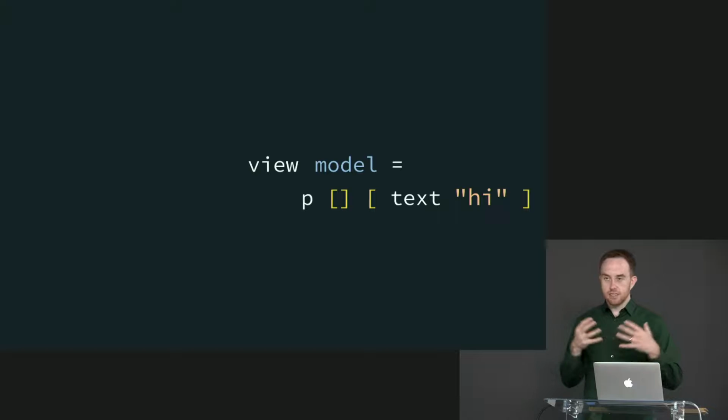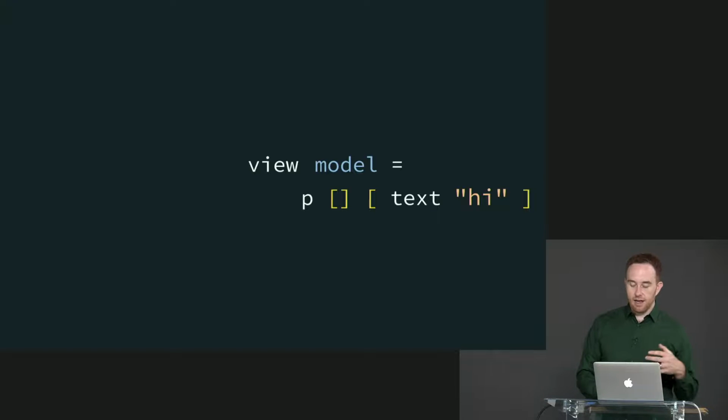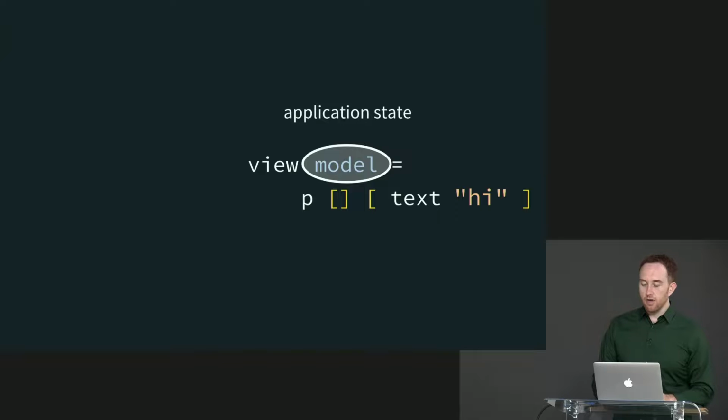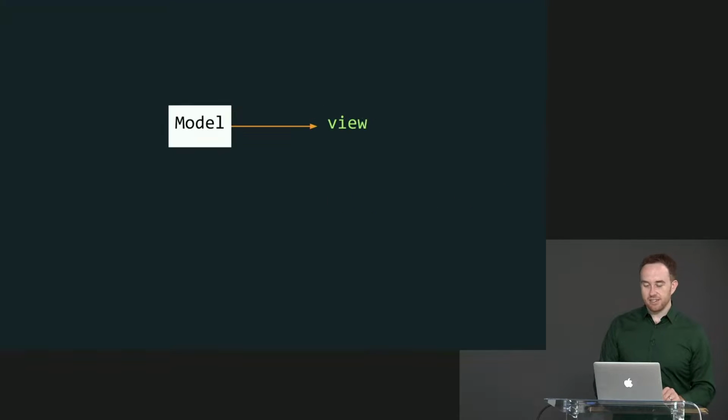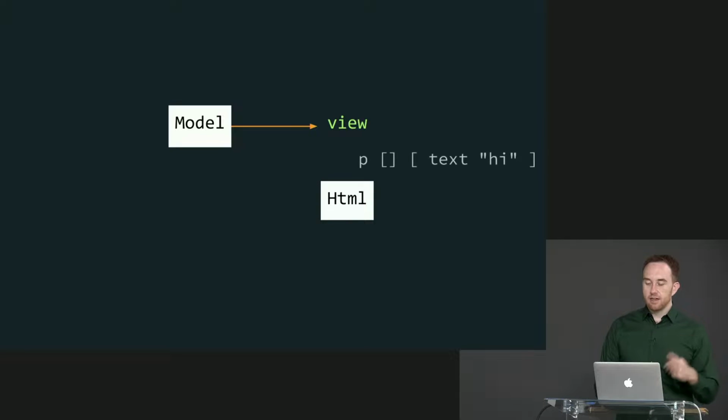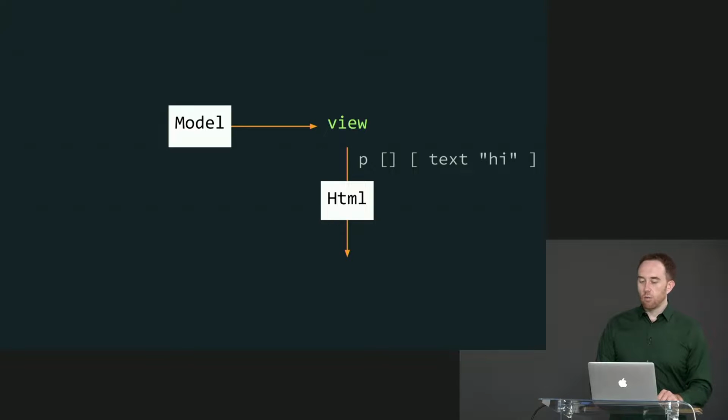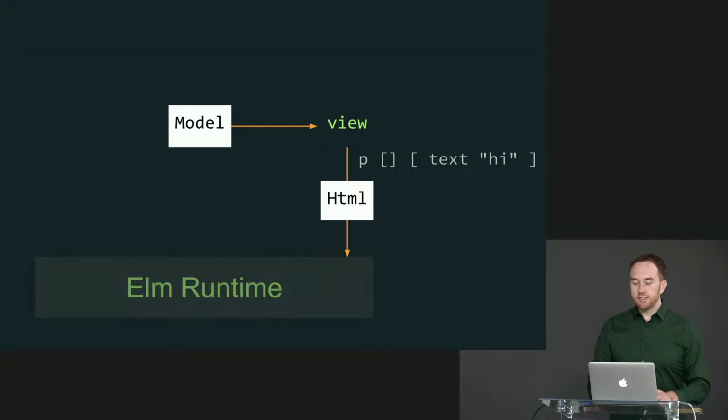And it's going to return these virtual DOM values, which then Elm is going to take care of putting on the screen. So model is the application state, really the entire application state, and that's going to get passed to view, which then returns some HTML describing how the page ought to look. Where does view return this to? Well, this is going to get called by the Elm runtime itself.